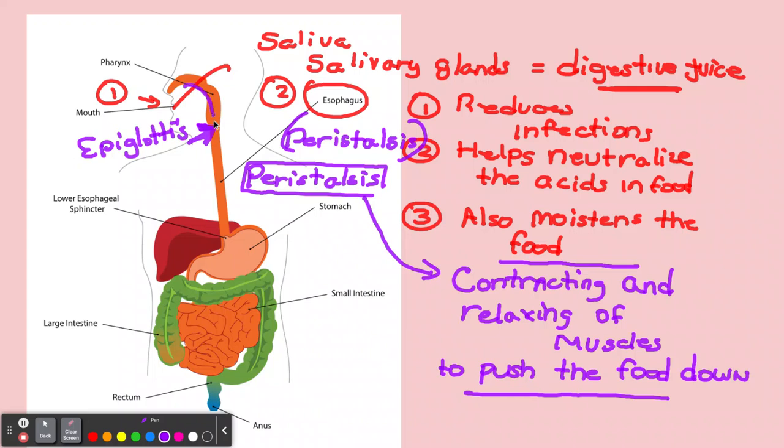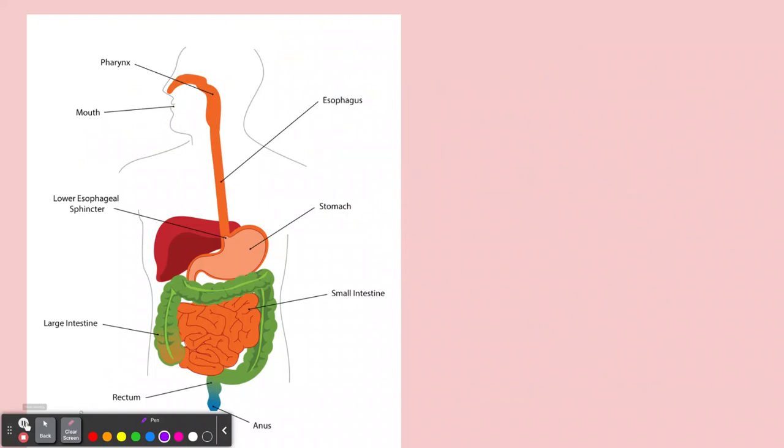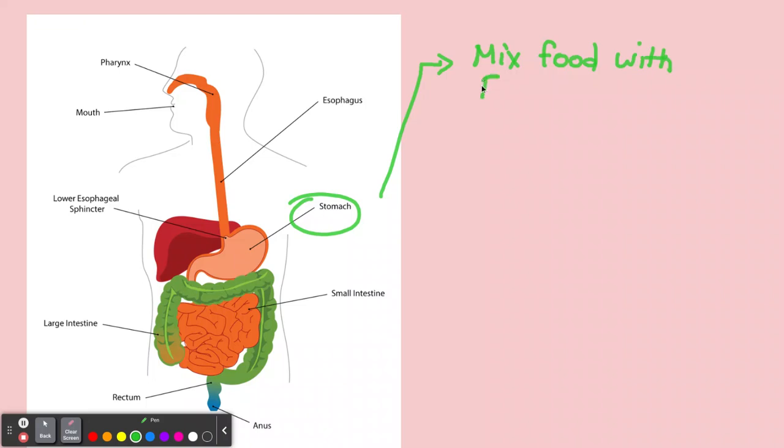The food's coming down, and of course, now it's going to enter the most famous organ, the stomach. Let's clear this out so we can talk more about the stomach. And why don't we use green? So in the stomach, right over here, the stomach is going to mix food with that acid I talked about earlier, gastric acid, hydrochloric acid.